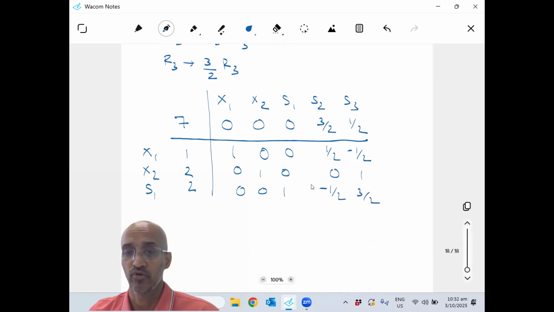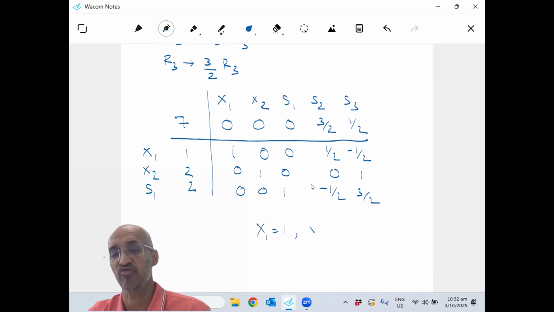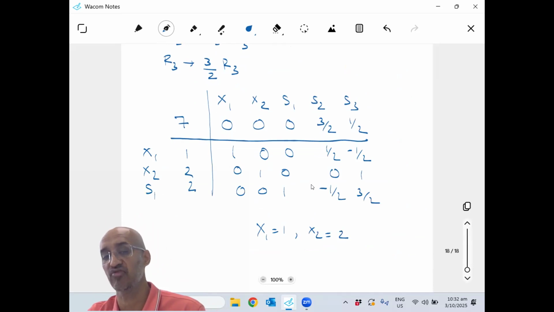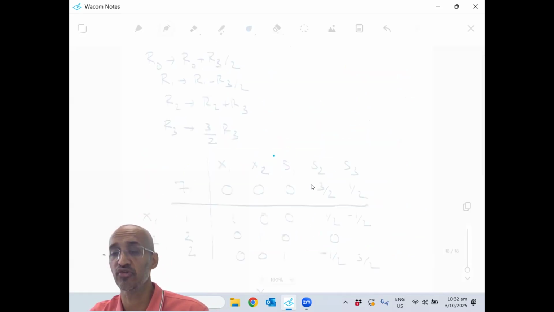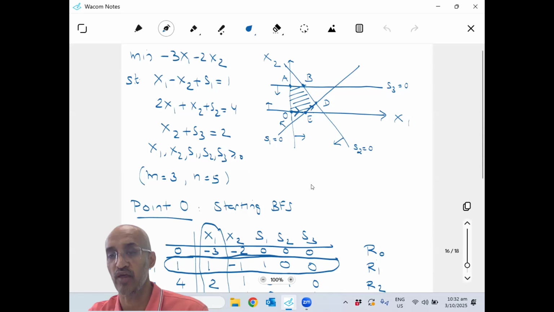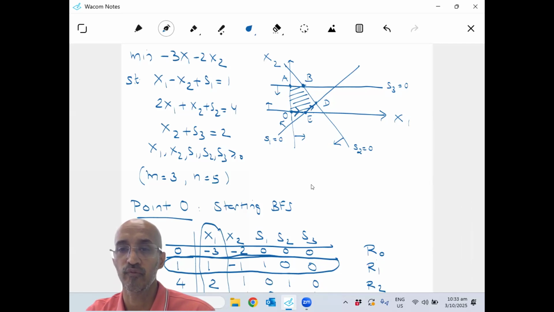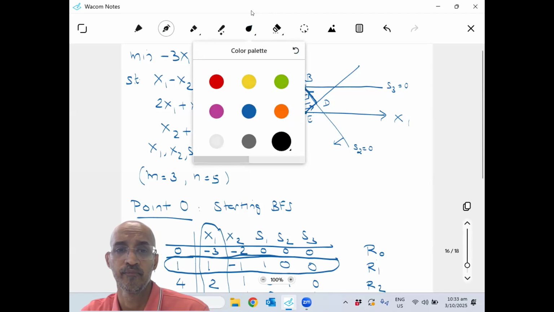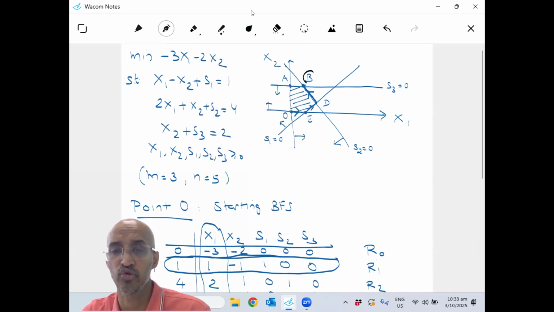So where are we now? We are at the point x1 equal to 1, x2 equal to 2. And at this point, S2 and S3 are 0. Where is this? So we are at point B. So we have gone along this feasible direction, and we have gone to point B. And it turns out this, in fact, is the optimal solution.